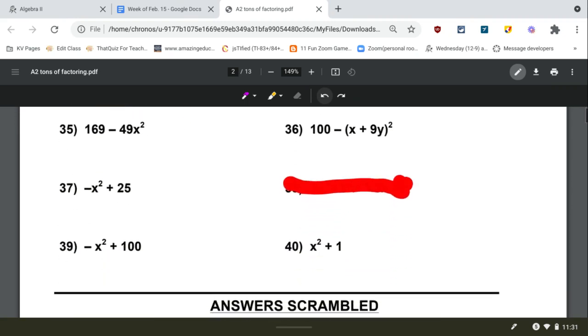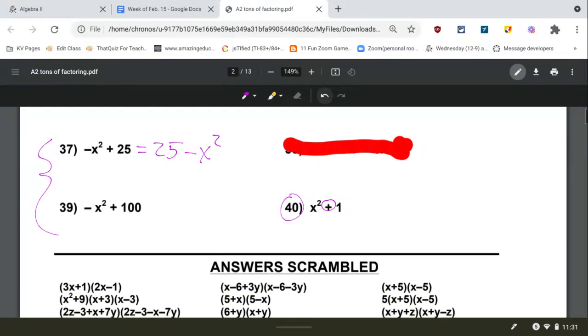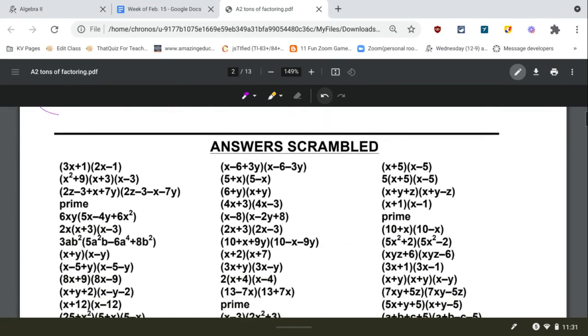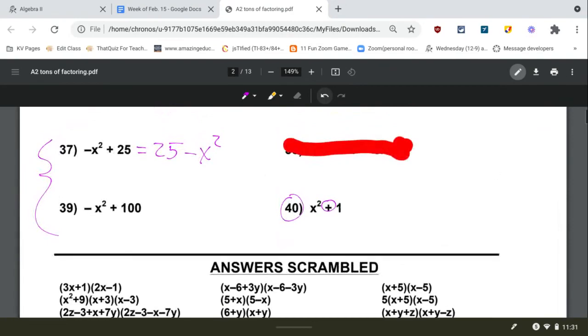Yep. All right, so these are all difference of squares. 40 is another one that's prime because of the plus sign here. On 37 and 39, you're going to need to rearrange the terms. All right, this is equal to 25 minus x squared. All right, and then you're going to be able to factor that, no problem. All right, we'll call that good for this one. This has all been on difference of squares, pages 1, 2.